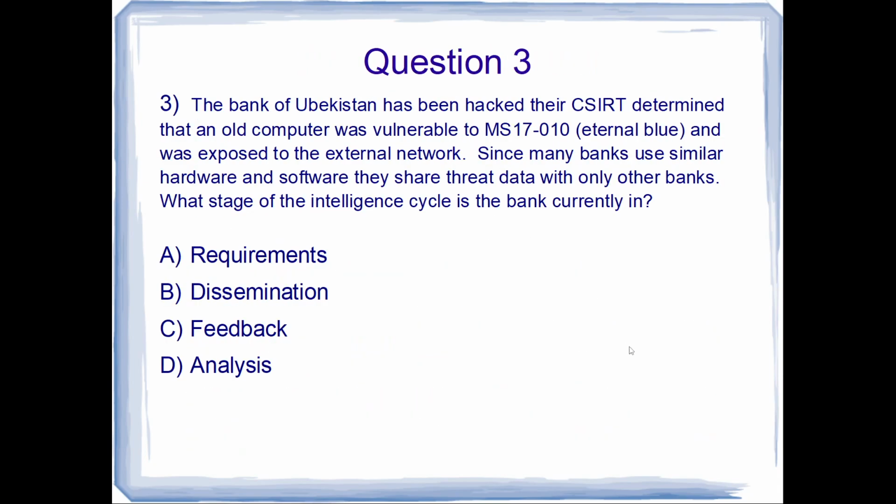Question 3. The Bank of Uzbekistan has been hacked, and our CSIRT has determined that an old computer was vulnerable to MS17-010, which is also known as EternalBlue. And this computer was also exposed to the external network. Since many banks use similar hardware and software, they share threat data with other banks. What stage of the intelligence cycle is the bank currently in? Is this requirements, dissemination, feedback, or analysis?